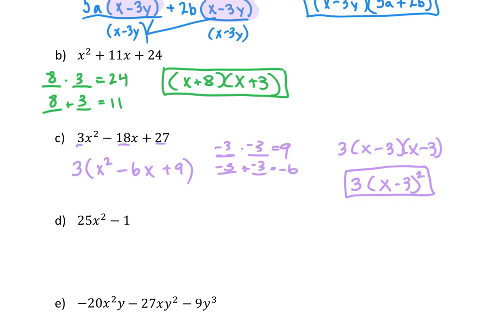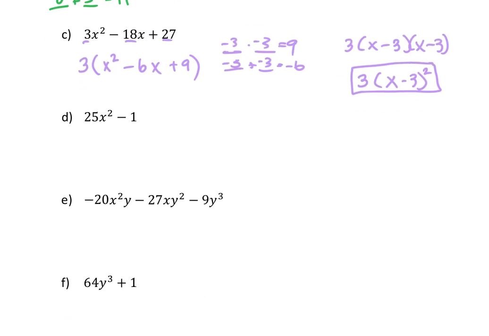Okay, a problem where you would actually want to use the rule, though, would be question D. I would say a question where you have to use the rule. This has only 2 terms. So when we have only 2 terms, we're either using the difference of the squares or the sum and difference of the cubes. D happens to be, let's see, 25x squared and 1 are both perfect squares. So that means we're going to use the rule a squared minus b squared equals a plus b and a minus b.